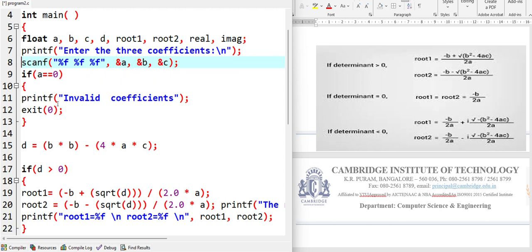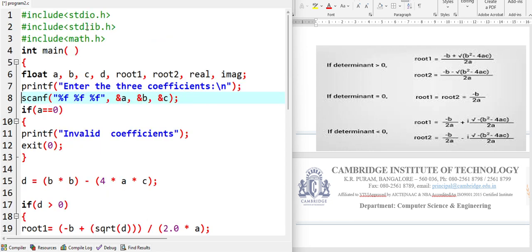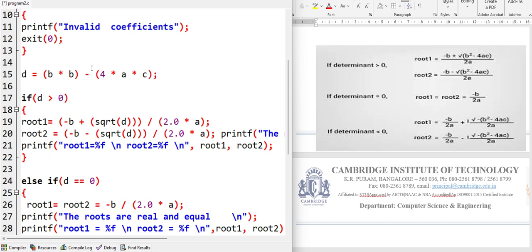Now what is the first condition we have to check? Whether the first coefficient a is equal to 0. If it is equal to 0, then the equation would not be a quadratic equation. So that is the first condition which should be checked. If a is equal to 0, then it has to print invalid coefficients and exit from the program. Here we are using the exit function, so that's why we have included stdlib.h.